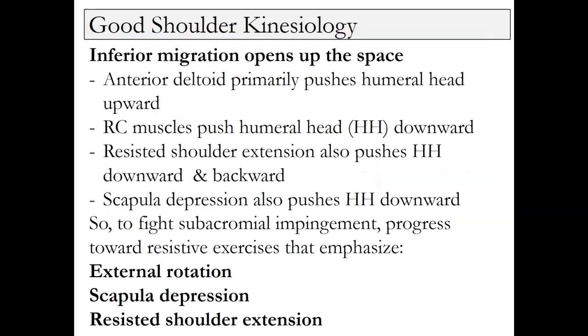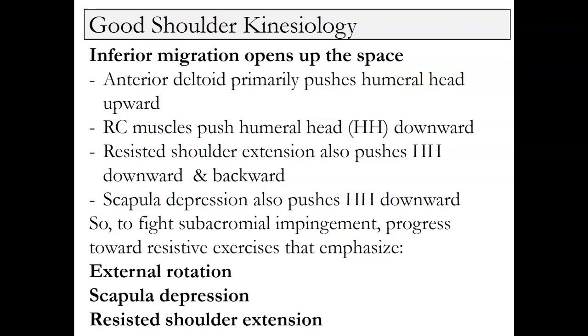Inferior migration opens up the space. Anterior deltoid primarily pushes the humeral head upward. The rotator cuff muscles push the humeral head downward. So we can keep those rotator cuff muscles healthy and strong. They're going to push it downward where we want it.